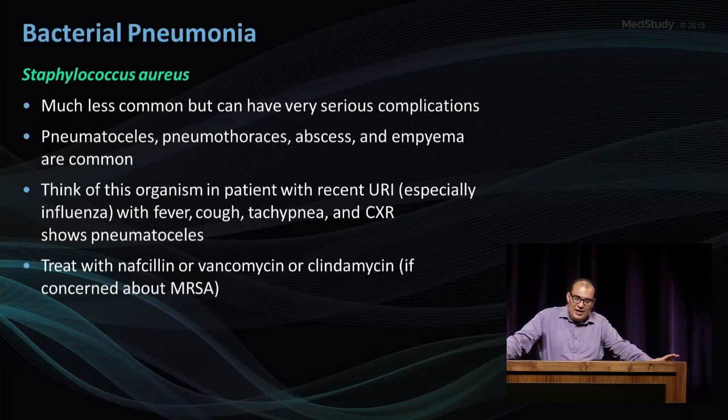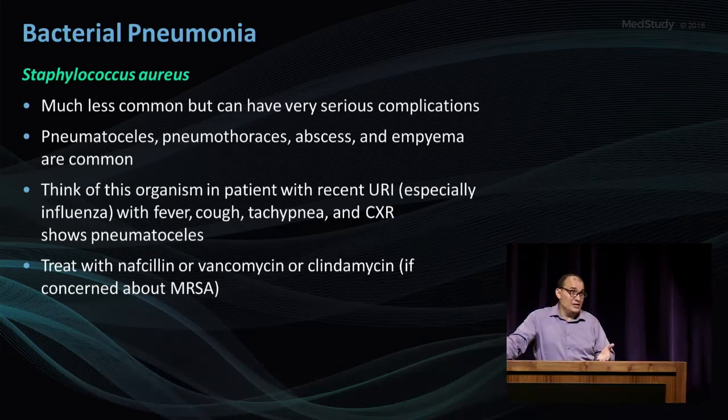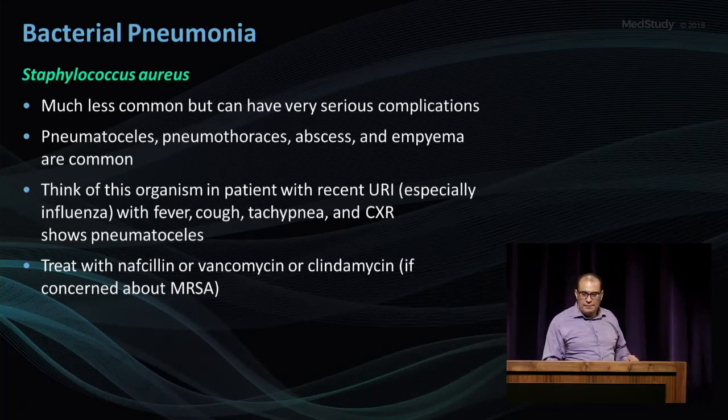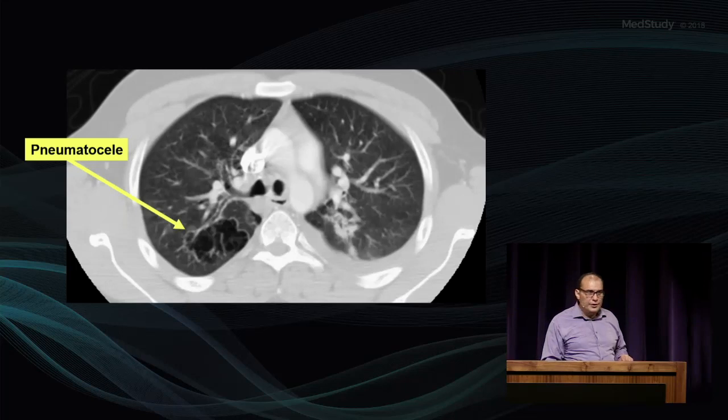It is complicated and you have to think about it. Now, I want to also mention here, and I'll come to it, think of this organism in a patient with a recent URI, especially influenza, as I told you, with fever, cough, tachypnea, and if it shows pneumatocele. So if you have that scenario, he was sick 4 to 6 weeks ago with this and that, and then you go. Treatment with nafcillin, vancomycin, or Clinda if concerned about MRSA. So I'll give you a scenario that could come in your board.